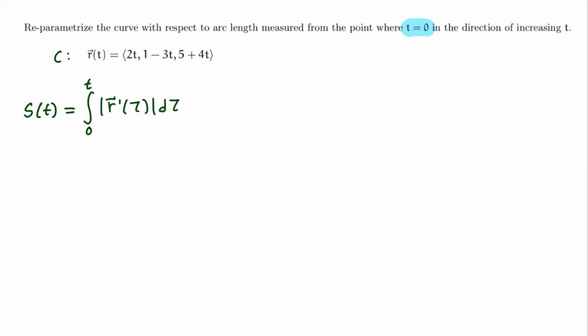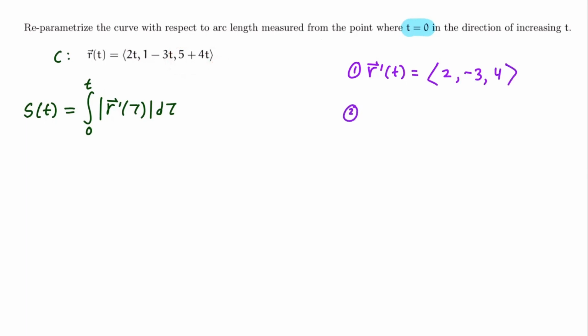So first of all, we're going to find r prime of t. First, we need the formula for r prime of t. So let's differentiate r of t. So we differentiate component-wise. We're going to take the derivative of 2t with respect to t. That will be 2. Derivative of this piece, that's going to be -3. And then the derivative of 5 plus 4t, that's going to be 4. We're differentiating with respect to t.